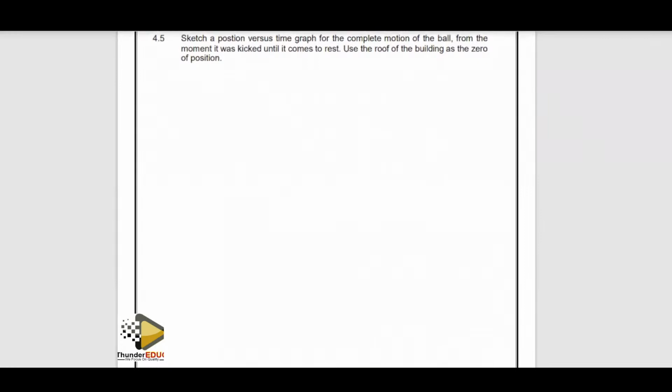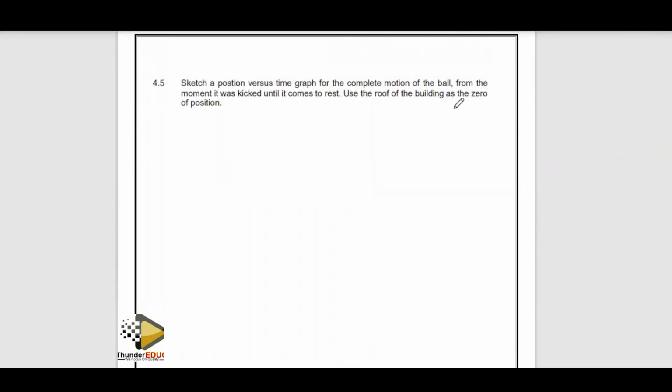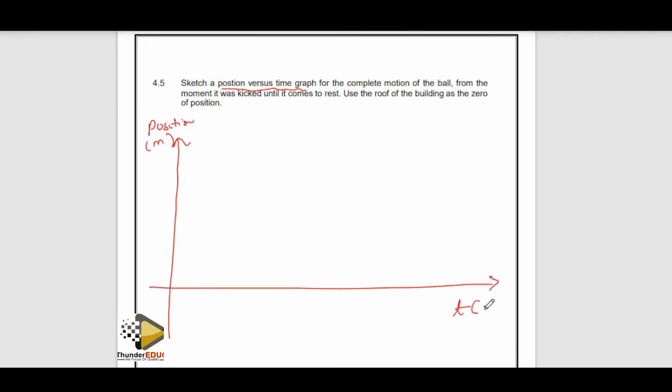Okay, and then 4.5, they want us to sketch position. Remember I said position is a curve. Position is measured in meters, and time is measured in seconds. The position-time graph is for the complete motion of the ball from the moment it was kicked until it comes to rest.